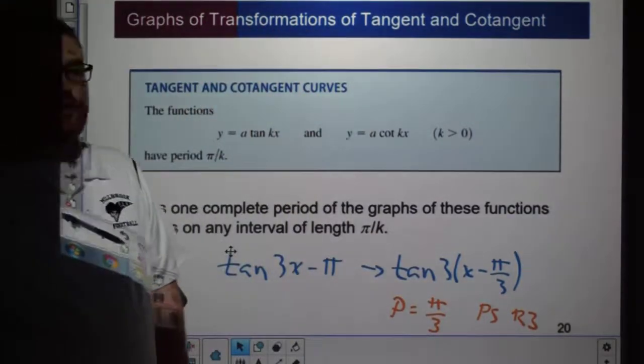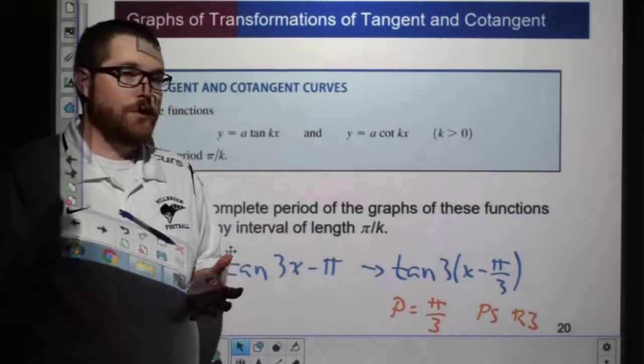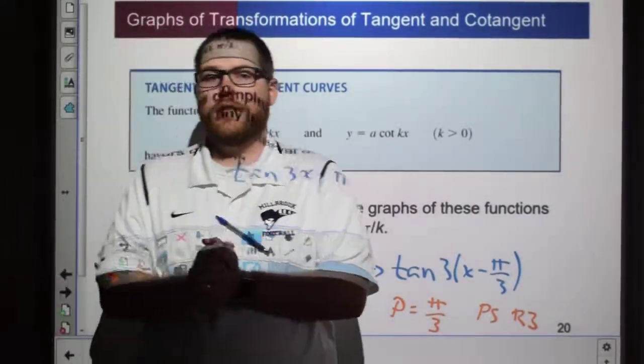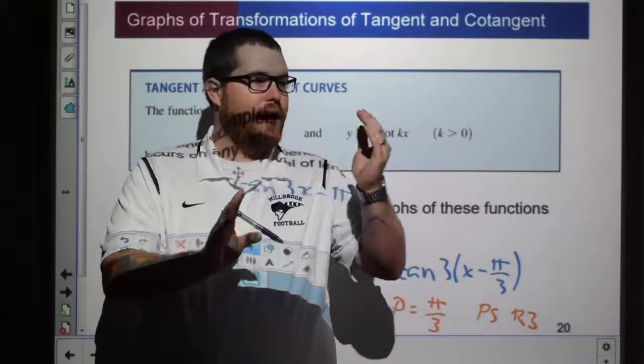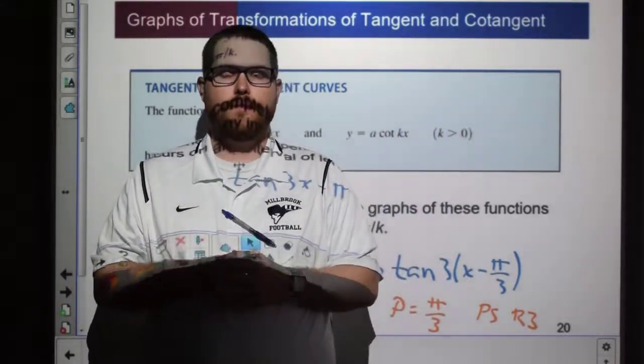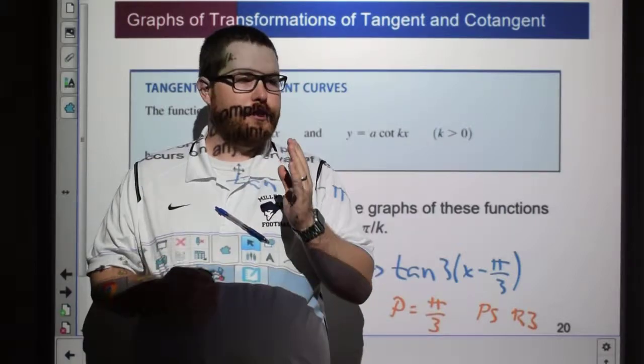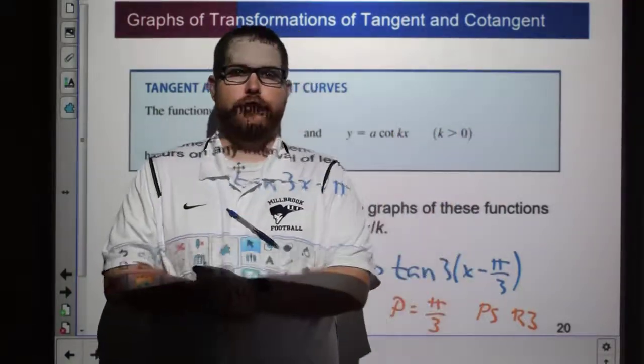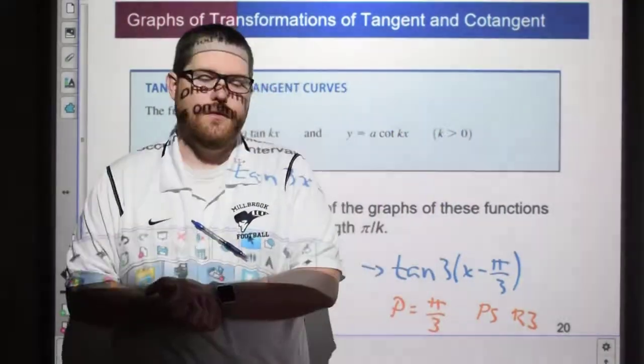So you would draw your tangent graph like you normally would. You would find the important points. So what are the important points of the tangent graph? Well, 0, pi, 2 pi. Those are all x-intercepts. Pi over 2, 3 pi over 2, 5 pi over 2. Those are all asymptotes. It works going backwards too.